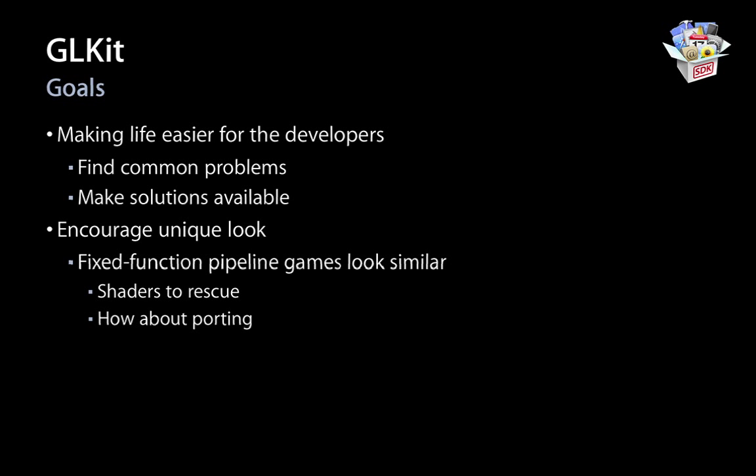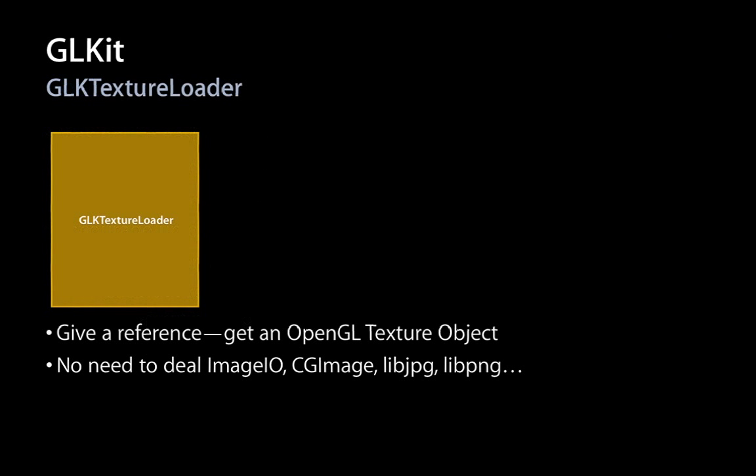So the idea is to allow you to use shaders, but we also understand that you have a lot of investment in ES 1.1, and we wanted to help you with porting your ES 1 applications to 2.0 and make it easier. So these are the two goals of GLKit: making life easier through common solutions and allowing you to easily port your games from ES 1.1 to 2.0. And it has 4 subparts. I'm going to talk first about the texture loader, just briefly. The idea of the texture loader is you give us a reference, whether it's on the network or on the file system, and you get an OpenGL ES texture object back. So you don't need to deal with Image I/O, libjpeg, libpng, and such.